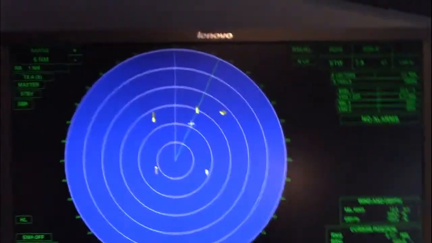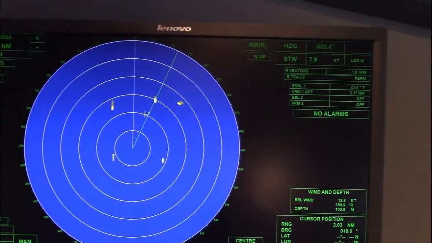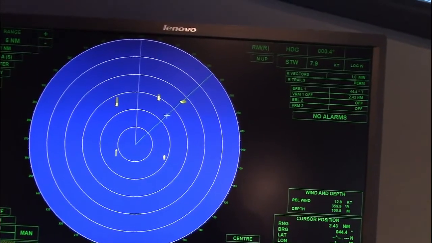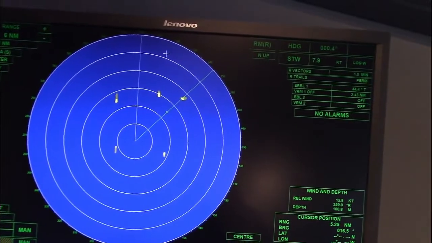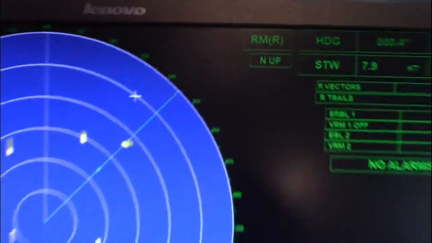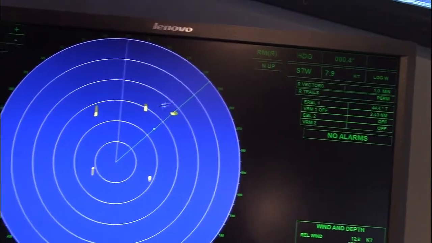Now I'm going to zoom out, and we're going to look at the second vessel. I'm just going to move my EBL over to the second vessel. Its bearing from my bow is about 045. It's 45 degrees off my bow, and also because I'm north up and I'm going 000, that's also 045 true.